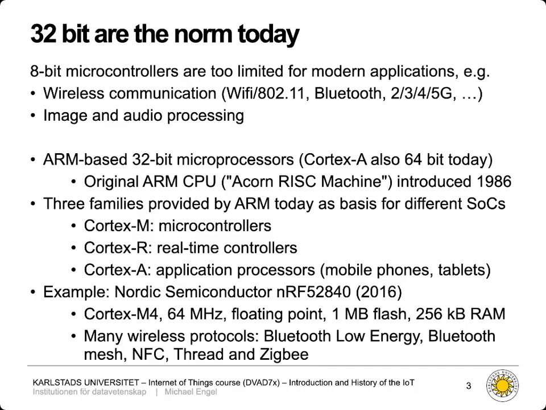When it comes to on-device picture, video, or audio processing, you need more compute power than what is available in the 8-bit chips, and especially you also need more memory for most of these. So the norm today is that in very many devices you will find a processor or a microcontroller based on a processor by a formerly British company called ARM. And this is a 32-bit microprocessor. And the original ARM CPU is also already more than 30 years old.